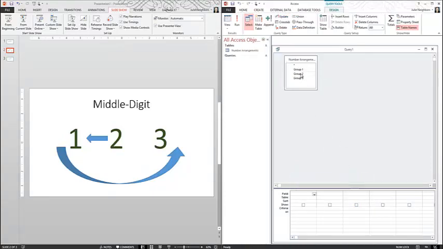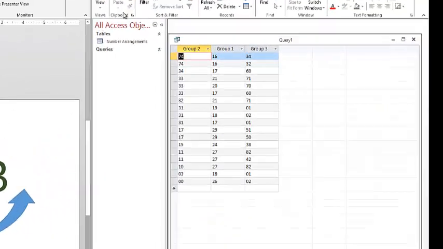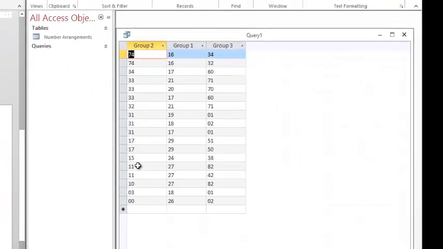I'm going to start with query group 2, then I'm going to move to group 1, then I'm going to circle back to group 3. I'm going to put these all in descending order because the lowest number is at the bottom of the list. Then I'm going to run it. Okay, so this is my middle digit group. You can see that it's going in descending order. So the lowest number is at the bottom of the list.